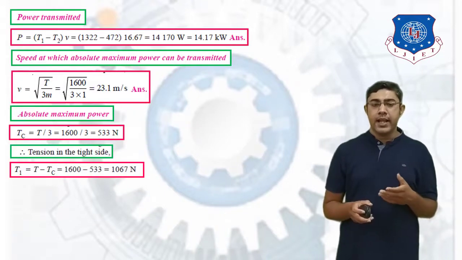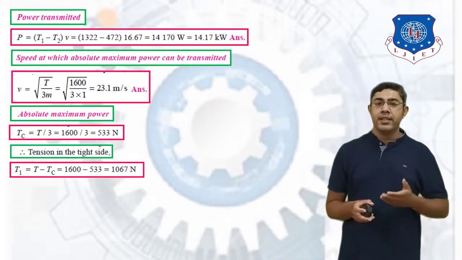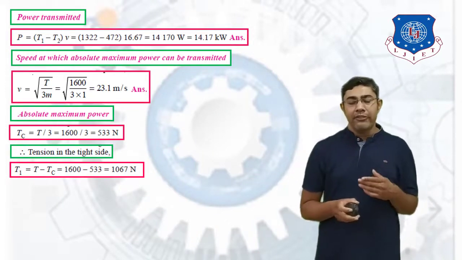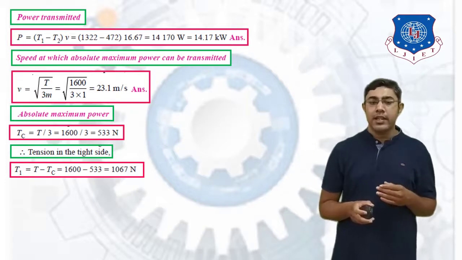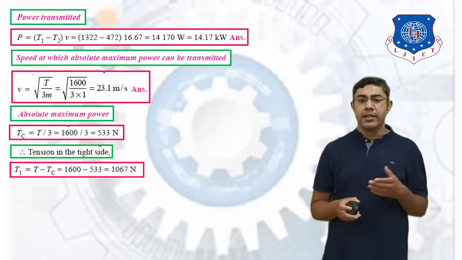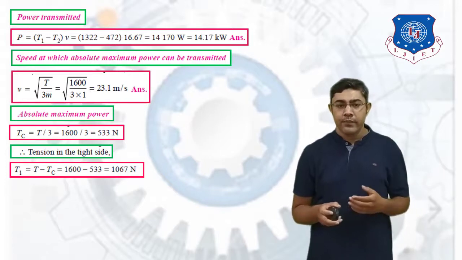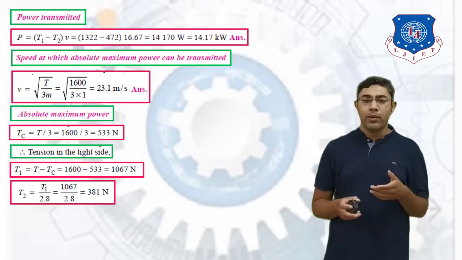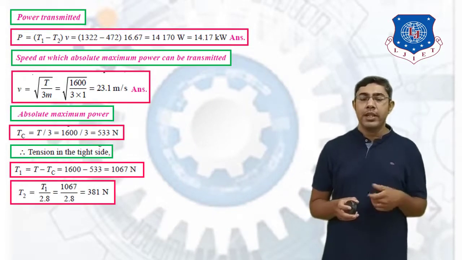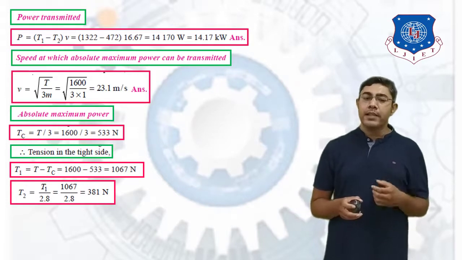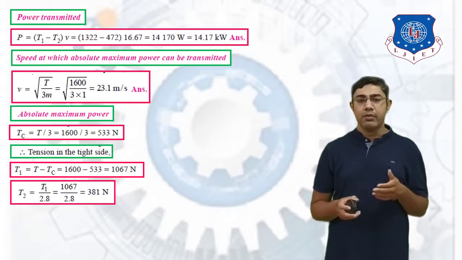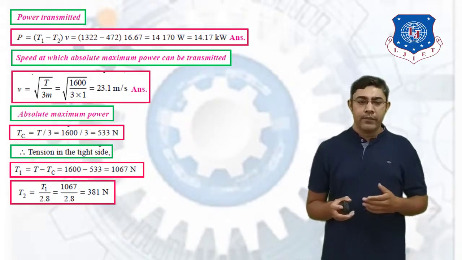Tension in tight side, T1 is equal to T minus Tc. Here T is 1600 and Tc we calculated is 533 newtons. So we get T1, the tension in tight side, is equal to 1067 newtons. Now we know the relation between T2 and T1 given in our problem. So T2 is equal to T1 divided by 2.8. We place the value of T1 as 1067, so we get T2 is equal to 381 newtons.